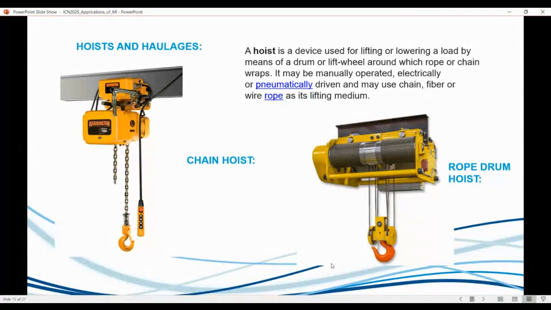So we're going, like I said, with the hoist and haulages. A hoist is a device used for lifting or loading a load by means of a drum or lift wheel around which a rope or chain wraps. So the lift wheel essentially is a normal drum. It may be manually operated, electrically or pneumatically driven. It may use a chain, fiber, or wire rope as its lifting medium. This is a typical overhead crane, and this over here is a rope drum hoist. You have these ropes around there and you've got this crane at the bottom to lift the actual thing.